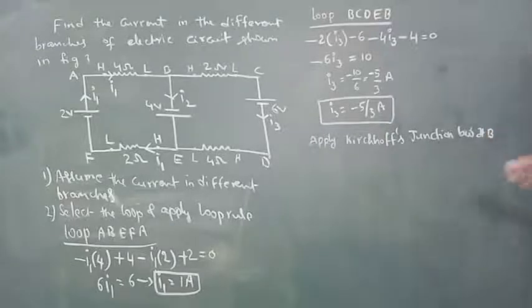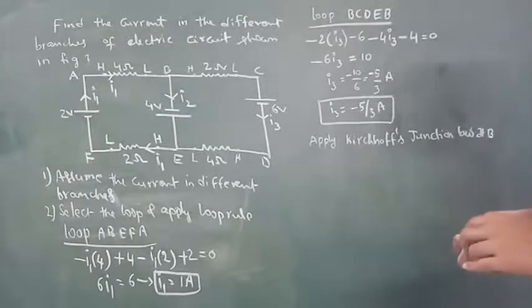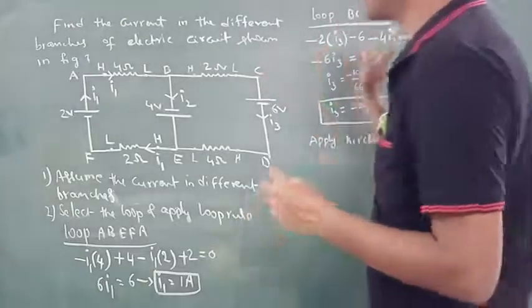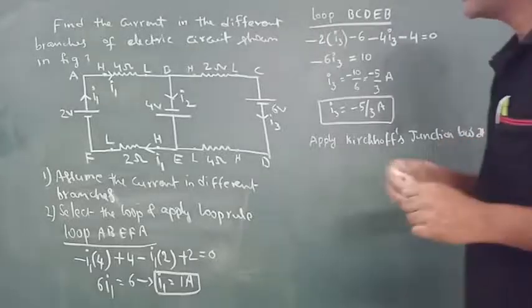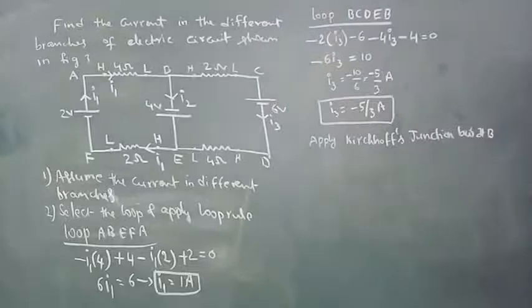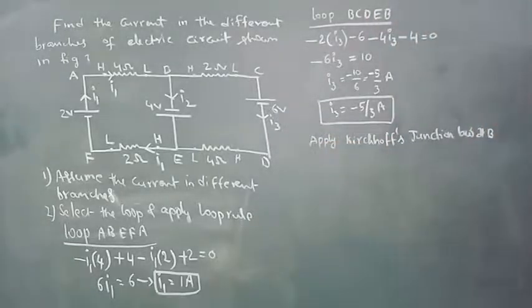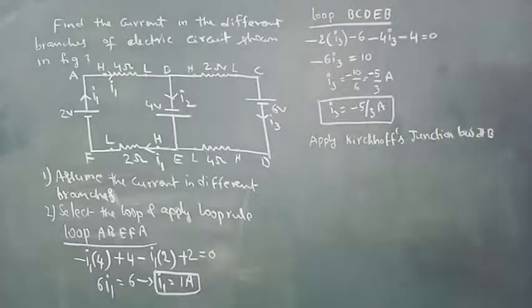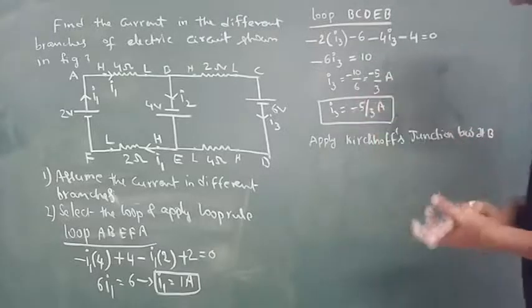Why Kirchhoff's junction law is applied only at B? Because at B, 3 conductors meet. One is AB, through which I1 is flowing. Another one is BE, through which I2 is flowing. Another one is BC, through which I3 is flowing. So, we will get the relationship between I1, I2 and I3 if I apply Kirchhoff's junction rule at B.